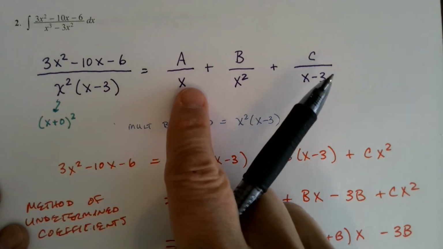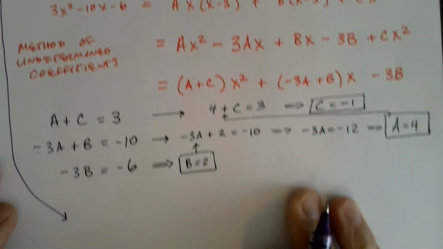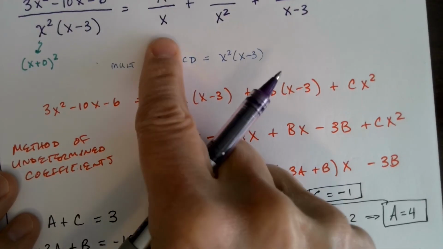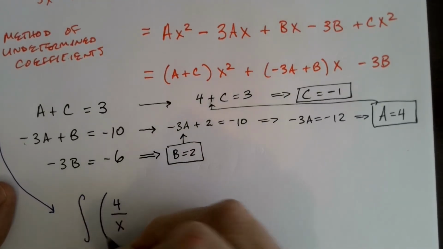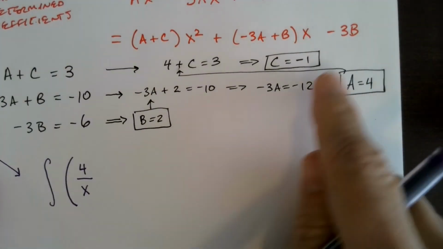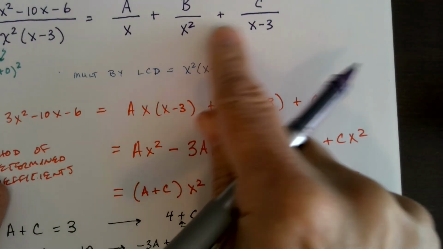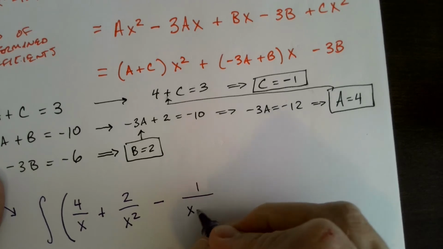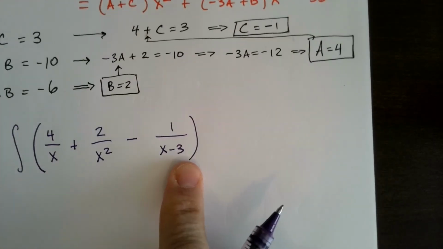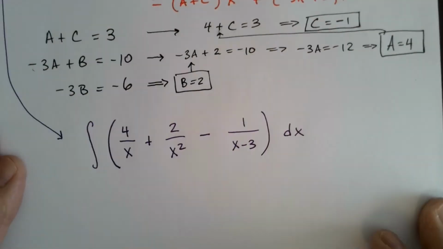But now I can rewrite this as the integral of a over x, where a is 4, so that's 4 over x, plus b over x squared. B is 2, so plus 2 over x squared, and then plus c over x minus 3. C is negative 1, so minus 1 over x minus 3. And again, you can check by combining these fractions as one, and you should get back to the original expression. So we're not changing anything, but we are making it easier to evaluate.